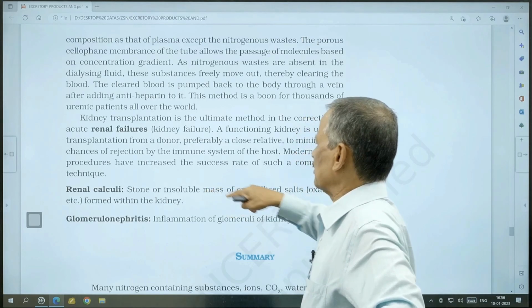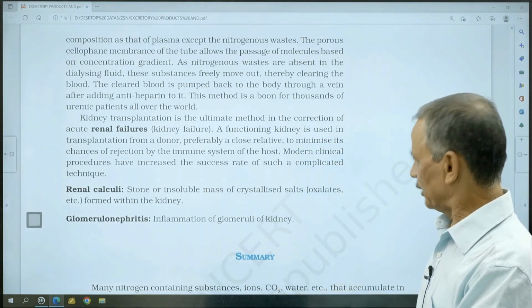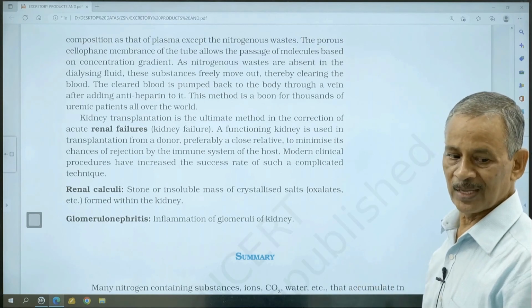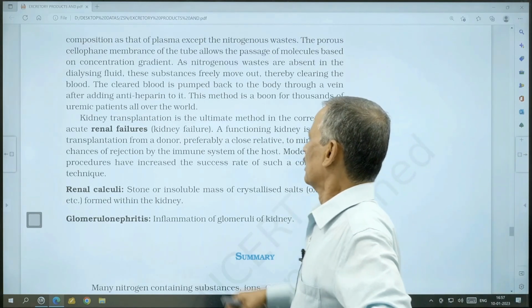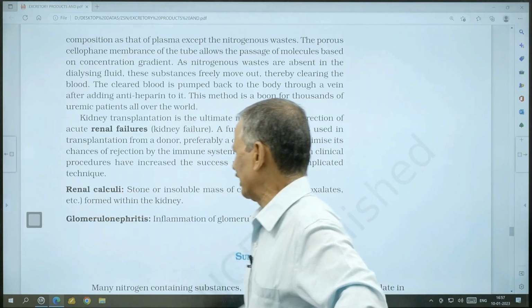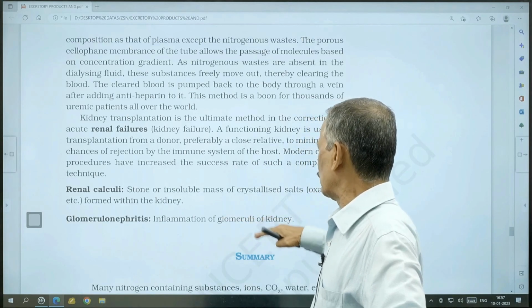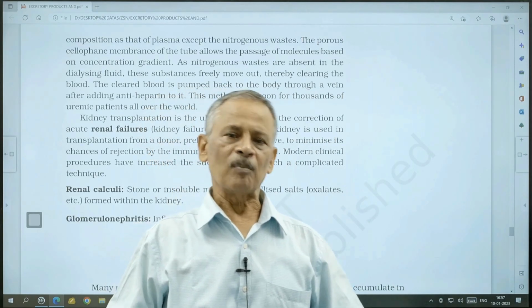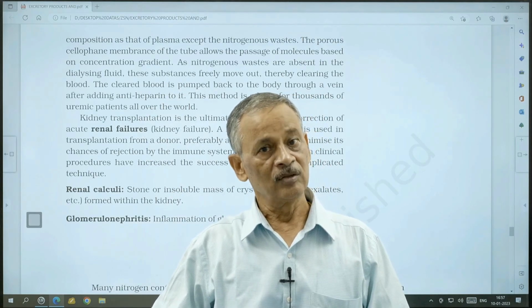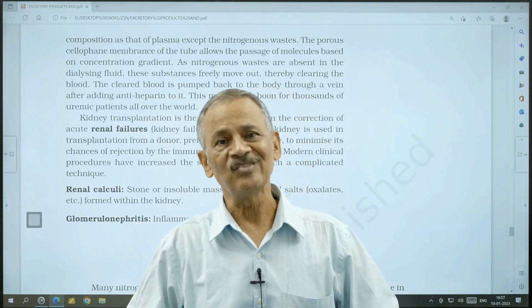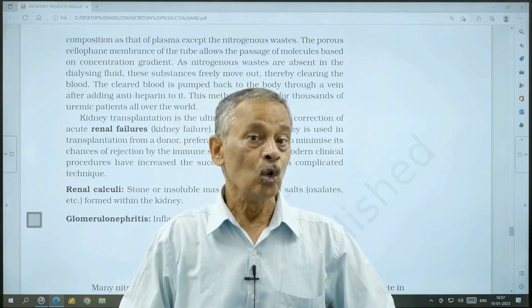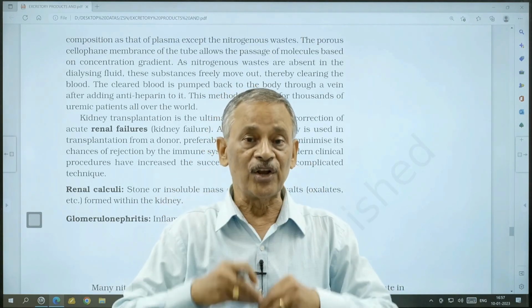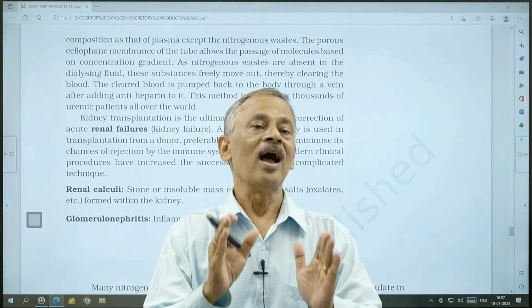Another problem is the presence of stones. Stones are insoluble masses of crystallized calcium oxalate that are formed within the kidney. They are called kidney stones or renal calculi. Inflammation occurring in the glomerulus is called glomerulonephritis. So these are some of the problems that may affect our kidneys. So it is our duty to keep our kidneys always healthy, and we have to look into the reasons why our kidney is malfunctioning, mainly because of the food we take and the water we drink. So always use safe food and water.